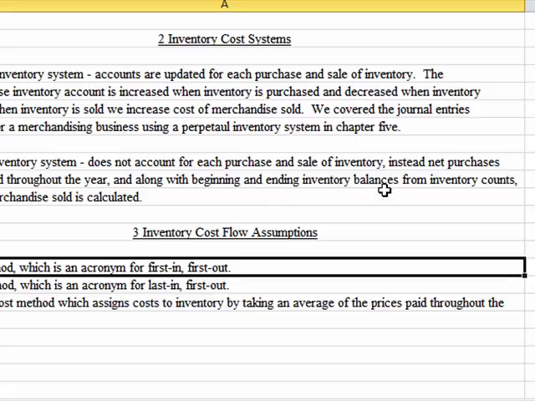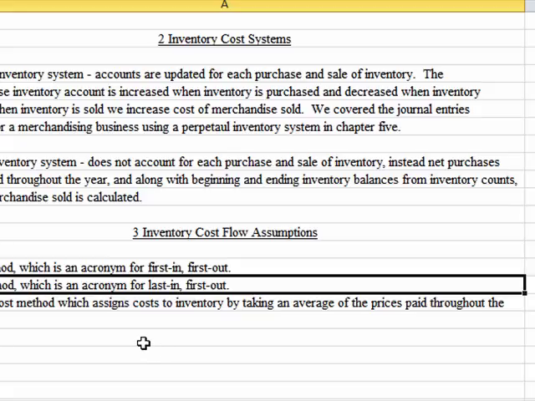Okay, we could also use last in, first out, meaning the last ones or most recent ones purchased would be the ones we would include in cost of merchandise sold, and the ones we purchased back at the beginning of the year would be the prices we would assign to our ending inventory balance.